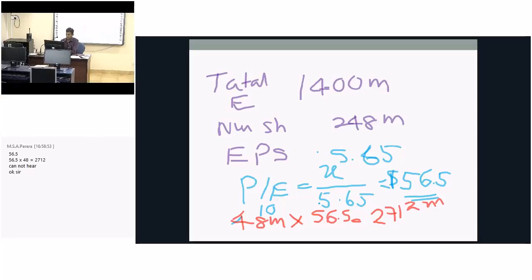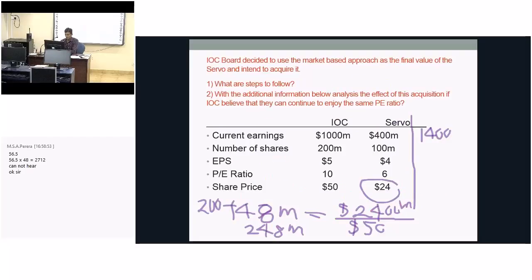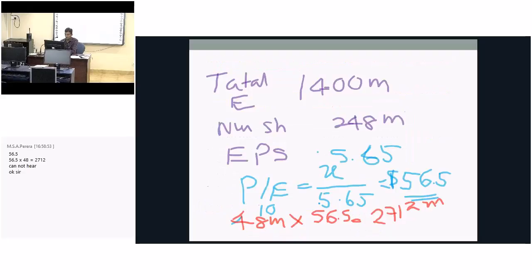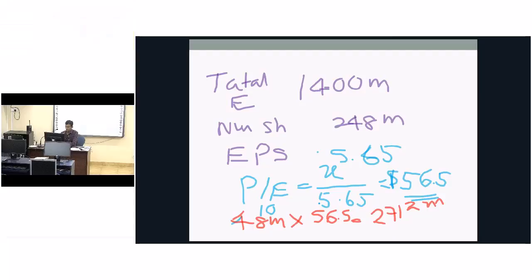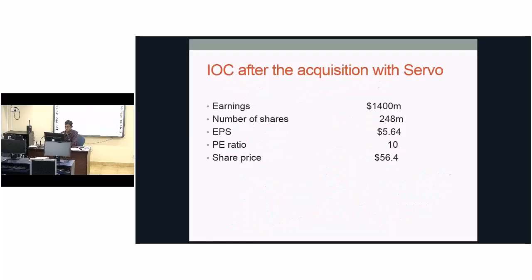In the previous calculation, we said Servo has a value of 2,400 million, and with this new acquisition, it's going to be 2,712. So from the Servo shareholders' point of view, they are going to get a benefit of 2,712 minus 2,400, a 312 million benefit. How do you do that? These are the new prices. We said that 56.4 is the new share price, so we have 2,712 as the new value. The old value we calculated was 2,400. Therefore you are going to get a benefit of 312 million to the shareholders of Servo.